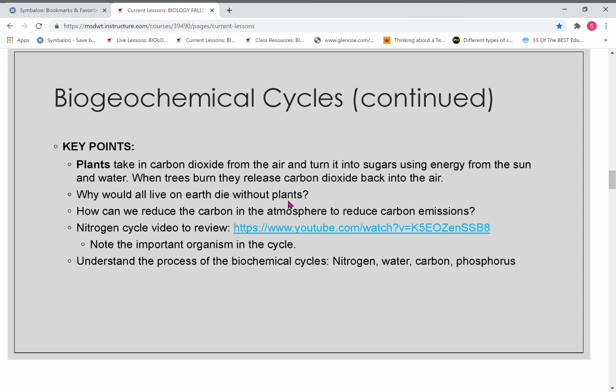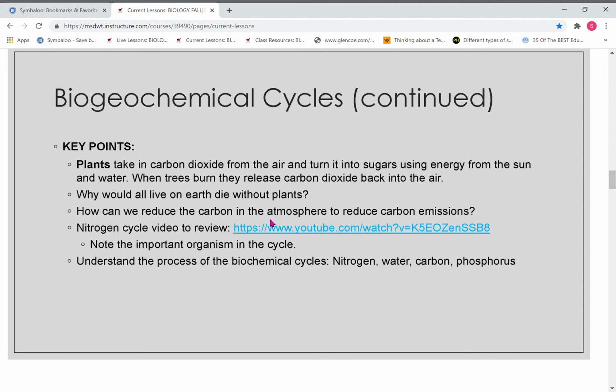Why would all living things on Earth die without plants? The bottom of the food chain is the plants. If we can't even start the chain, then everything would die. So we have to have plants to consume to pass on that energy and to pass on those different elements that are in those cycles we're talking about.